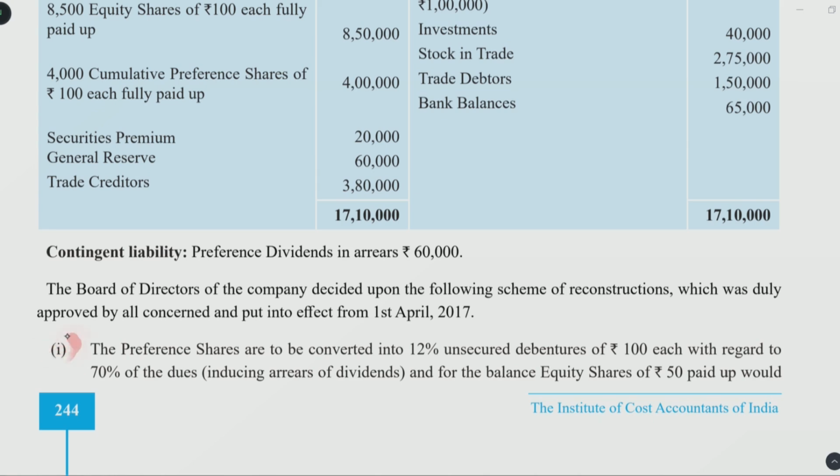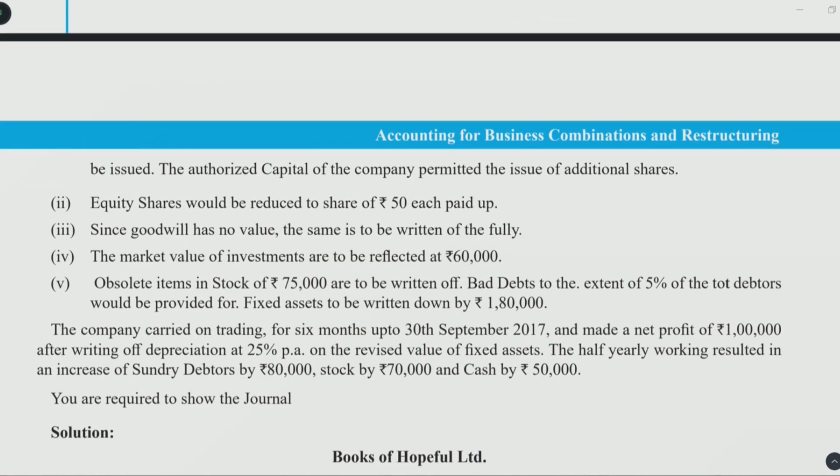Now what was agreed? First point, the preference shares are to be converted into 12% unsecured debentures of rupees 100 each with regard to 70% of their dues, including arrears of dividend, and for the balance, equity shares of rupees 50 would be issued. The authorized capital of the company permitted the issue of additional shares. Second point says equity shares would be reduced to rupees 50 each paid up. Since goodwill has no value, the same is to be written off fully. The market value of investment is to be reflected at 60,000.